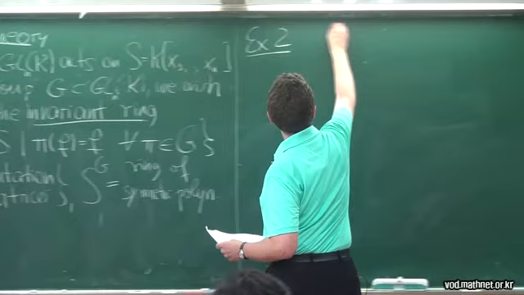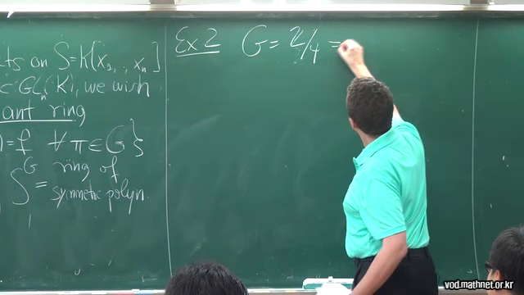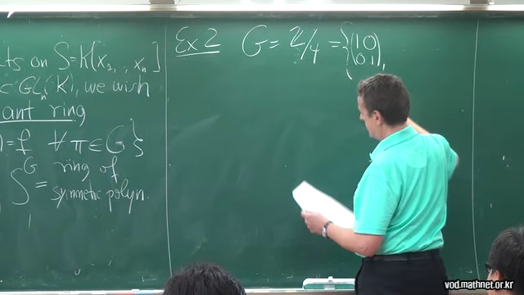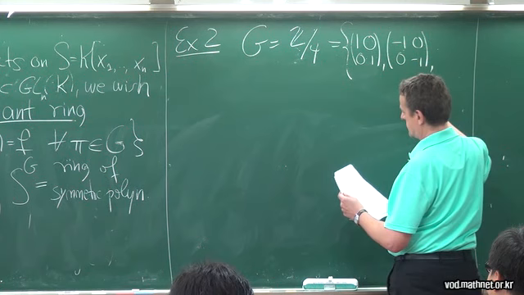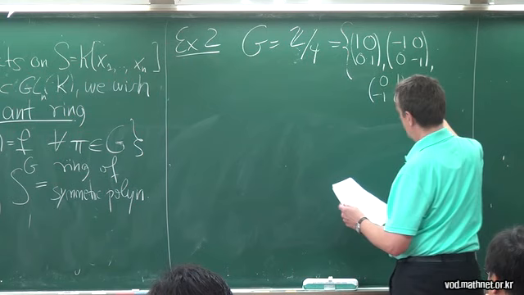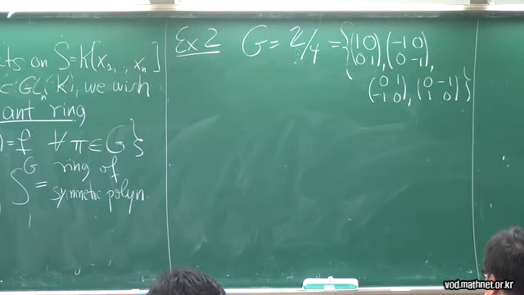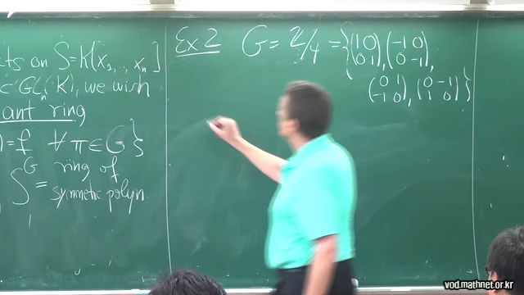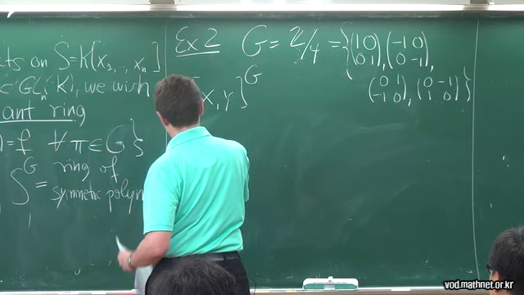Let's take G to be the cyclic group of order 4, realized as a matrix group: 1, 0, 0, 1, the identity matrix, minus the identity matrix. Then we'll take 0, 1, minus 1, 0, and 0, minus 1, 1, 0. So rotations by 90 degrees, 180 degrees, 270 degrees, and the identity in the plane. So we're interested in polynomials in x and y that are left invariant.